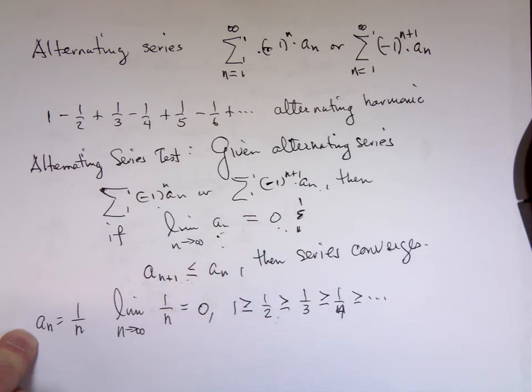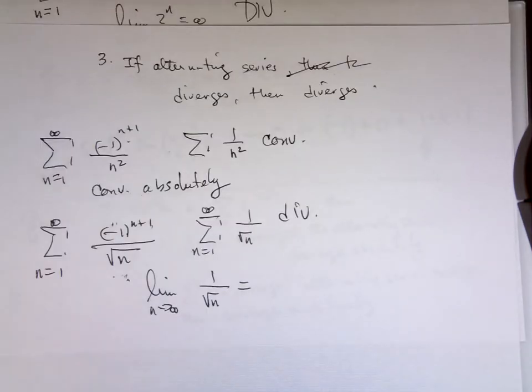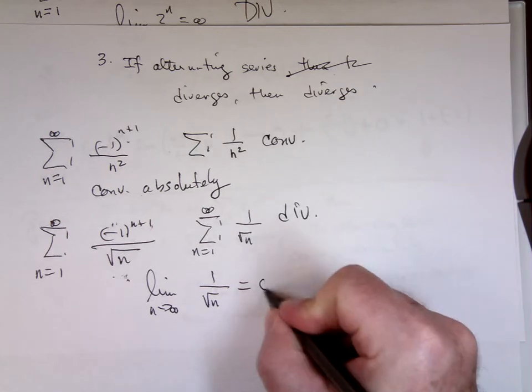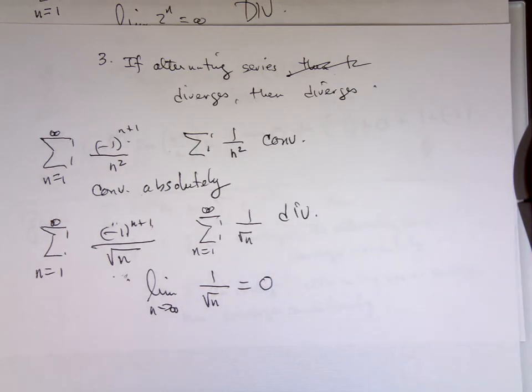So, what's this limit as n goes to infinity? It converges to 0. That's right. The first part of the alternating series test is met. Okay, is everybody with me? Some of us are. Let's keep going.